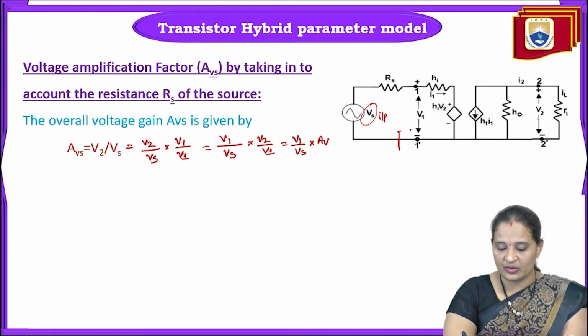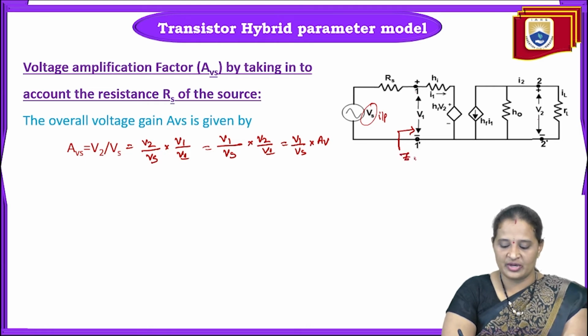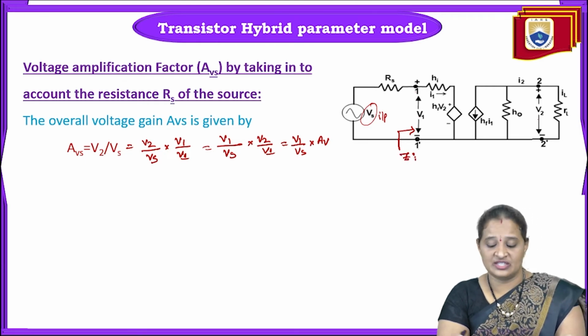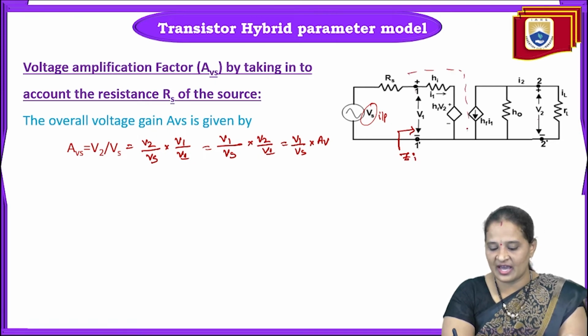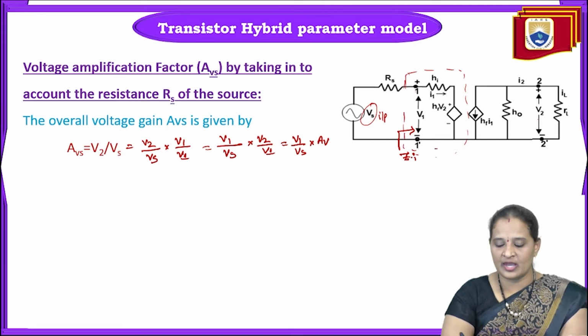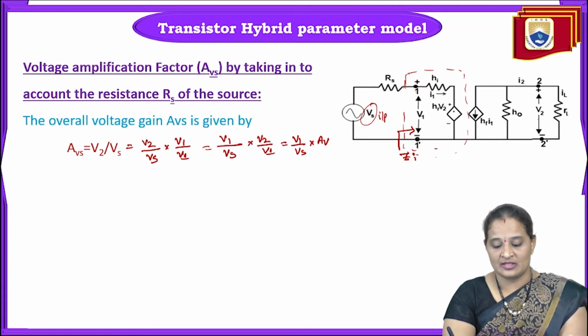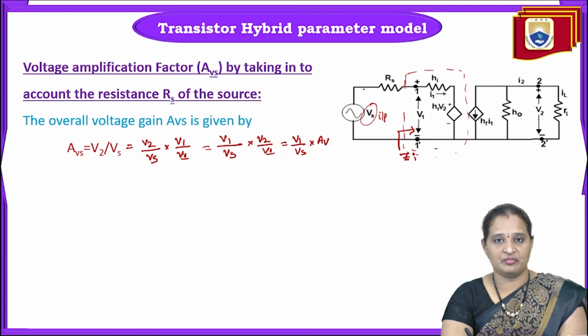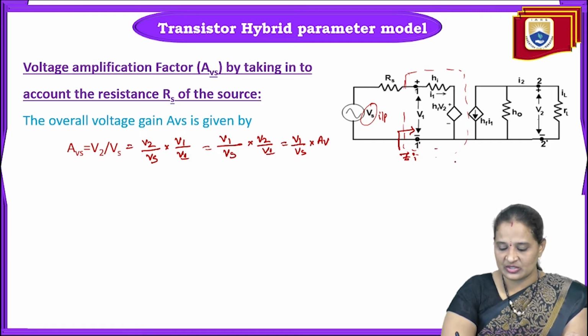As you already know, whenever we look into port 1 and 1 dash, the input impedance is represented with Zi. So now I am replacing this entire circuit with its equivalent impedance Zi, that is, replacing the input circuit by considering the input impedance. Then it becomes Rs and this is Vs.